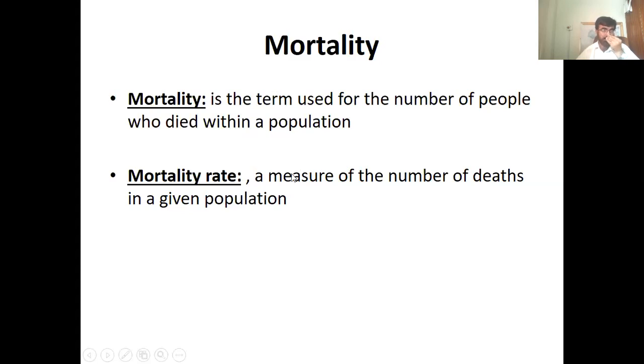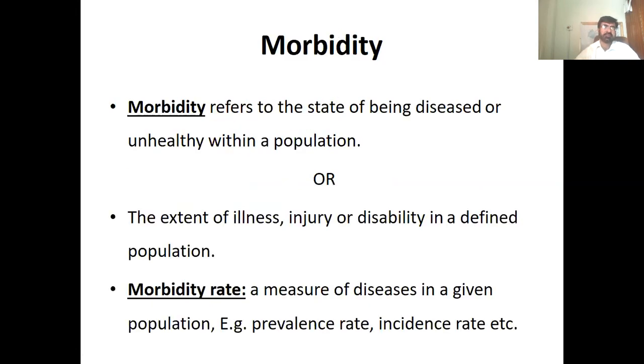What is the rate? What is the prevalence, and so on. So the rate, not basically the prevalence, but the rate, at what rate the death occurs. So that is measurement of number of deaths. Morbidity refers to the state of being diseased or unhealthy people within a population. Basically, it is the number of diseased people in a particular community. The extent of illness, injury, or disability in a defined population.